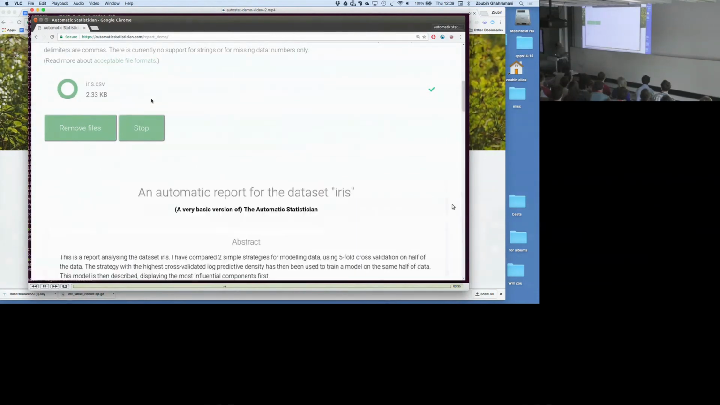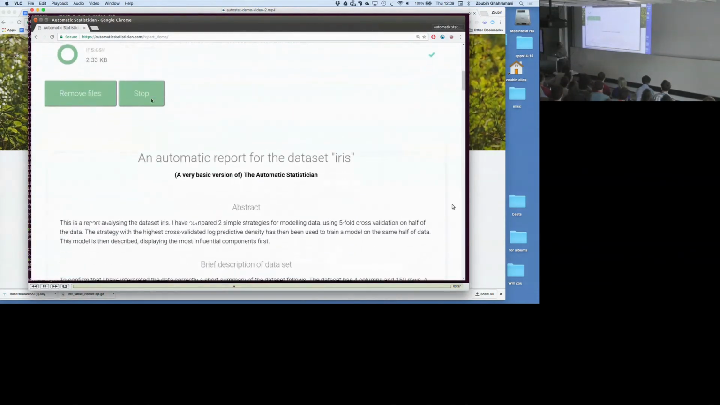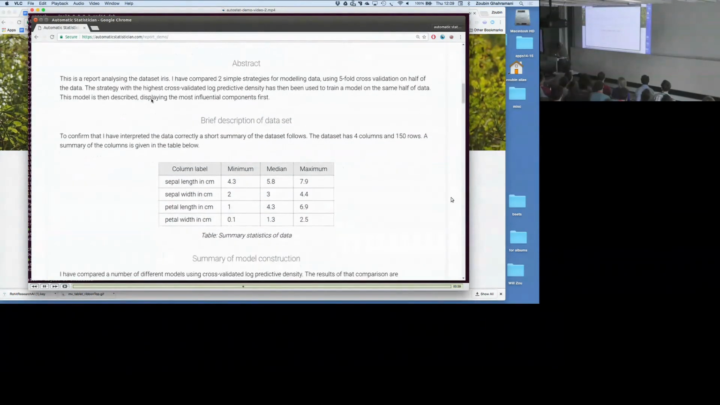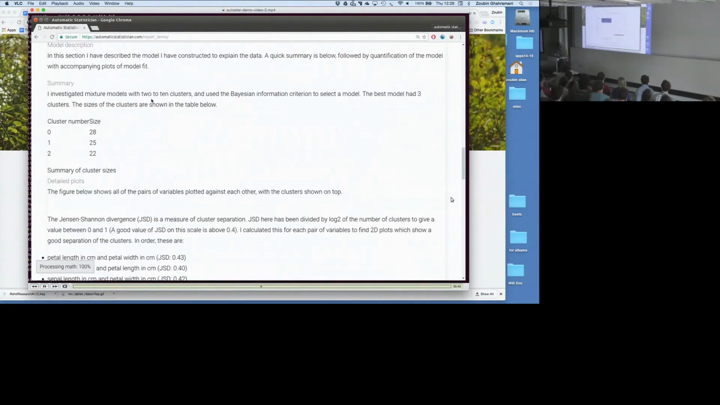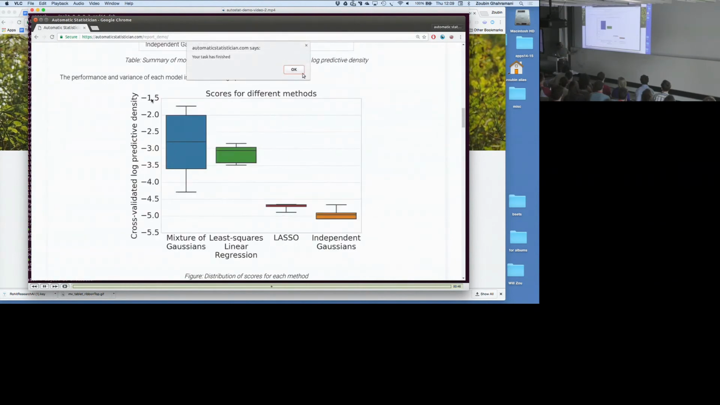So the report is being prepared. This is an automatic report on the Iris data set. Instead of a PDF, we have it on the web now. And this is a bit fun. Actually, the report is dynamically generated.